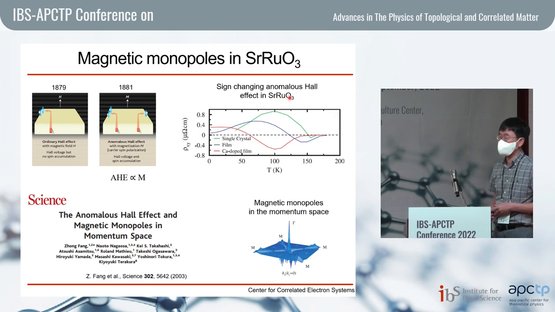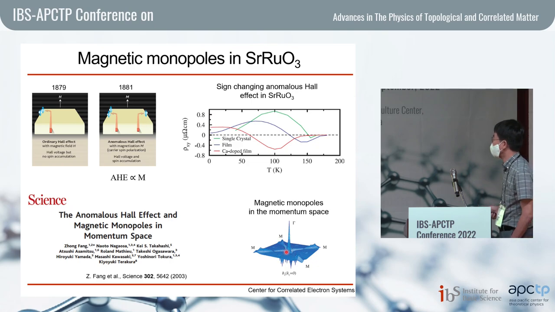Strontium ruthenate has, of course, been known for a very long time. More than 20 years ago, it was noticed that by doping or growing thin film as a function of temperature, the anomalous Hall resistivity changes sign. This is very peculiar because before that, it was believed that the anomalous Hall effect should be proportional to magnetization. But here, magnetization hardly changes, but the anomalous Hall effect not only varies, but even changes sign. To understand this behavior, these people proposed that there's a magnetic monopole, and that's what leads to this anomalous Hall effect. And this magnetic monopole is supposed to exist near the gamma point.